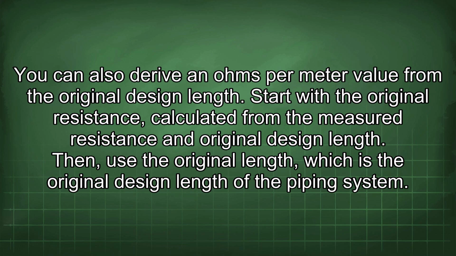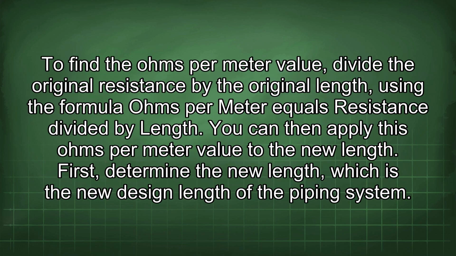Start with the original resistance calculated from the measured resistance and original design length. Then use the original length, which is the original design length of the piping system. To find the ohms per meter value, divide the original resistance by the original length, using the formula ohms per meter equals resistance divided by length.